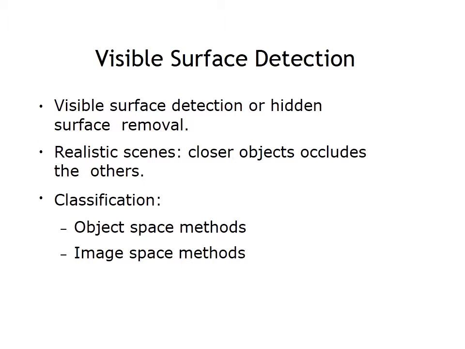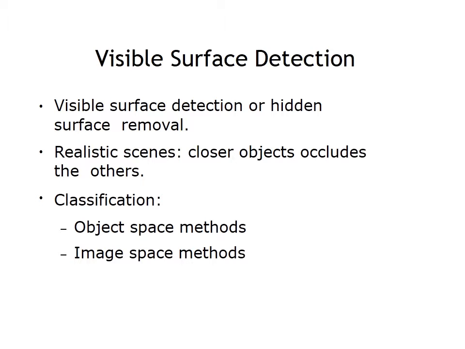Now, what is visible surface detection? Visible surface detection, or hidden surface removal, can be understood in various ways. In order to hide the lines situated at the back in realistic scenes, closer objects occlude the others. The classification says there are object space methods and image space methods. Using these two methods we can hide the lines.